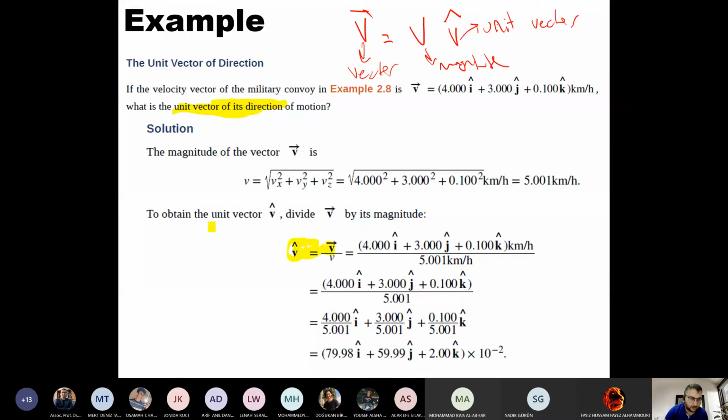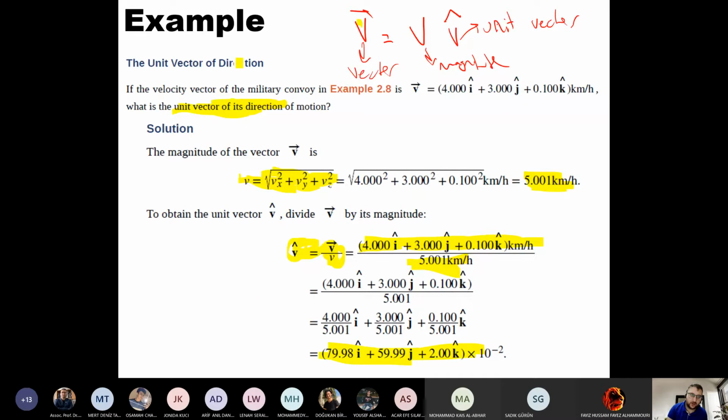Similarly here. To find the unit vector, first you must calculate the magnitude. How can you find the magnitude? Magnitude of v is equal to vx square plus vy square plus vz square, take the summation, then take the square root. You can find that its magnitude is 5.001 kilometer per hour. After that, you use this vector and divide it by the magnitude to find the unit vector of its direction of motion.